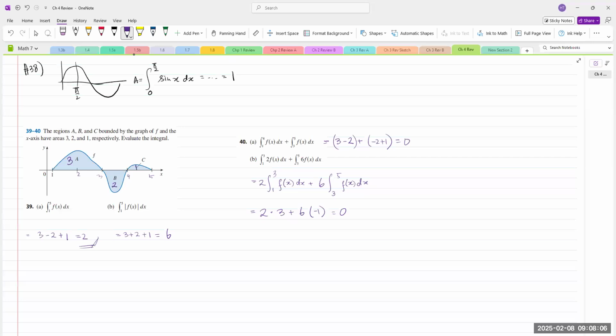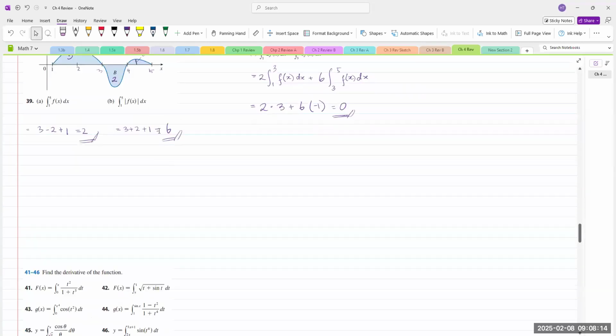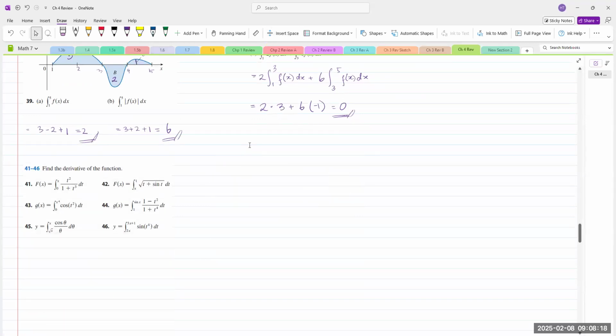Yeah, this question, as you see, is more about your understanding of how to read the graph and what that means. Number 41 to 46. Find the derivative of the function. Number 41. Oh, fundamental theorem of calculus, the first part, right?